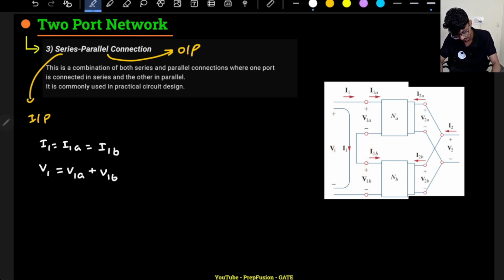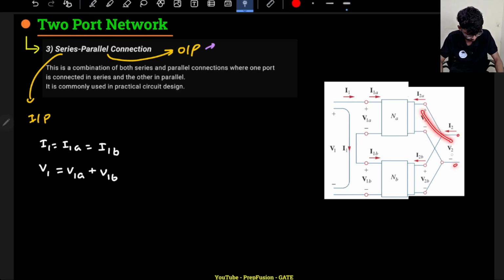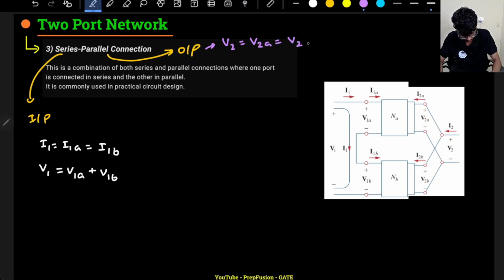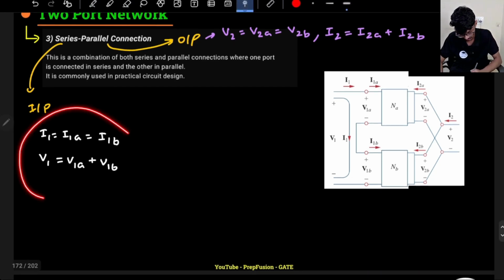What about the output side? If I write the equations on the output side, V2 is equal to V2A equals V2B, and my I2 is equal to the summation of I2A plus I2B. So I2 equals I2A plus I2B. So yeah, these are the cases here.